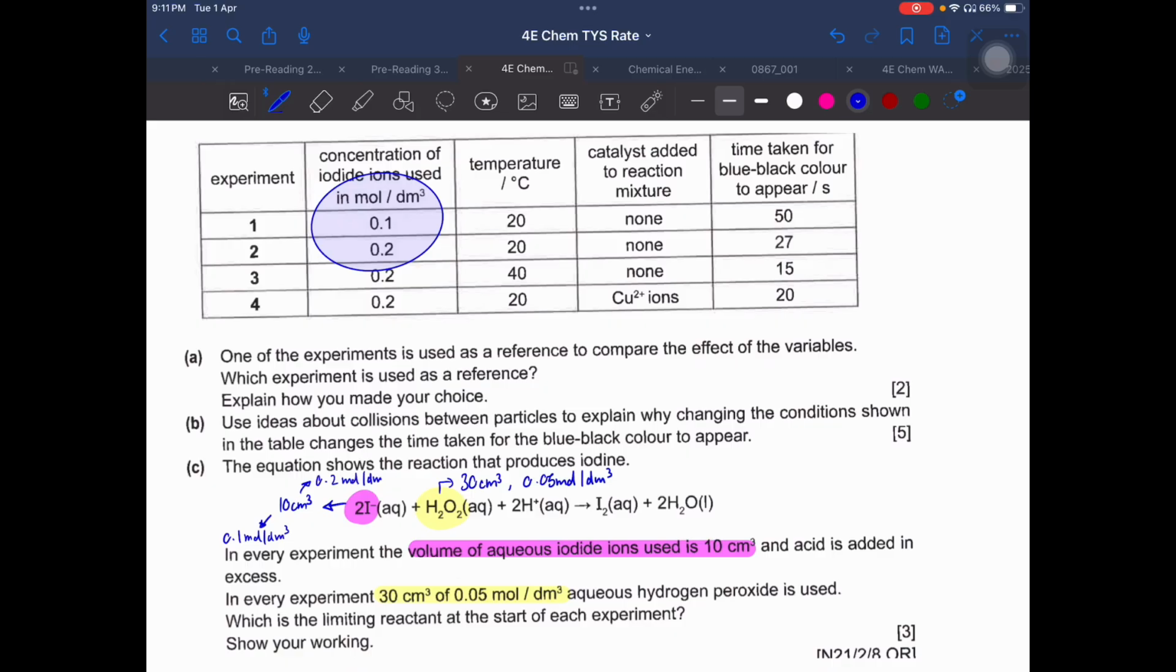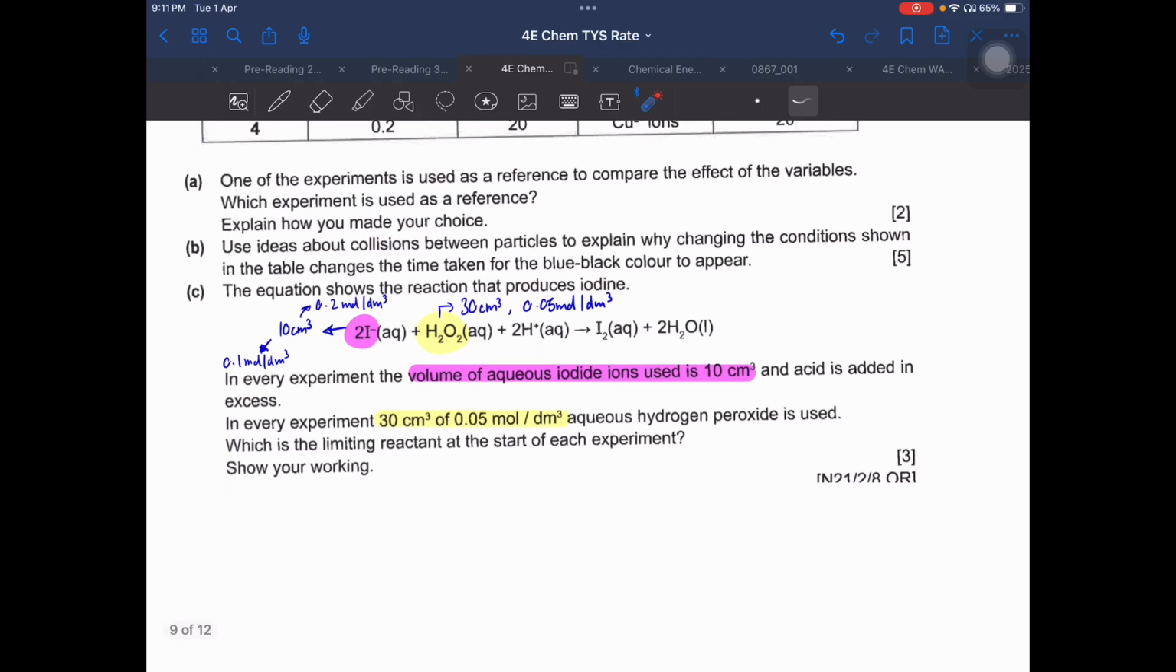Then the question wants us to find out whether, in the different experiments here, iodide is the limiting reactant or hydrogen peroxide is the limiting reactant. Now, why is this a limiting reactant question? The basis is that the question gave us all the information that we need about the reactants. They told us the volume and the concentration of hydrogen peroxide, and we can find the moles. They told us the volume as well as the concentration of iodide, and we can find the moles. A question like this is always about limiting reactant because they are giving you all the information and then asking you to compare and decide which reactant is the important one.